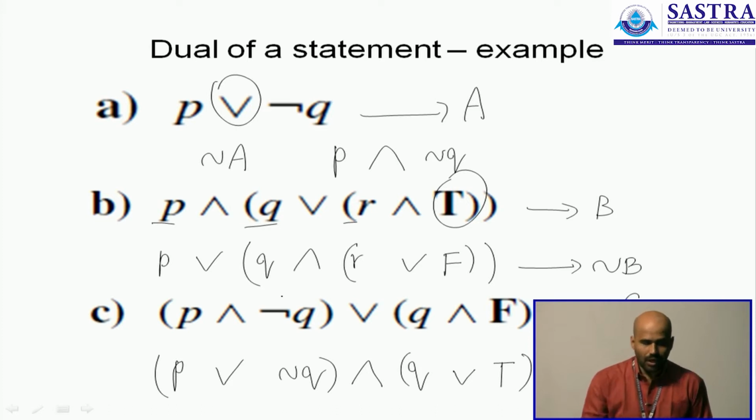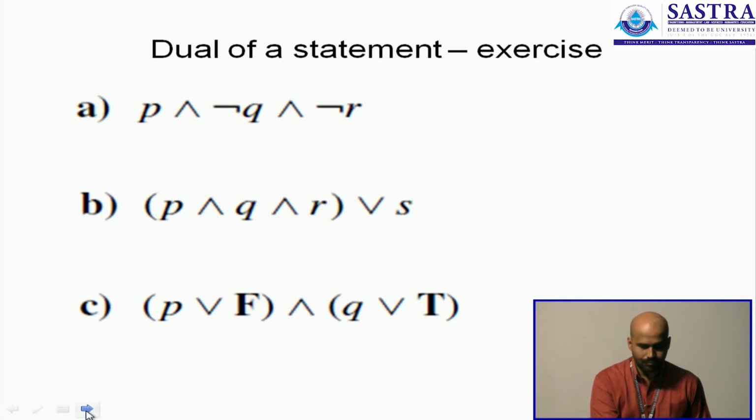Remember once again, I do not flip the nature of the statements, the individual statements. I only flip the connectives that are present to combine them. And if I have a totally true or a totally false statement, I flip that also. I don't flip the individual variables.